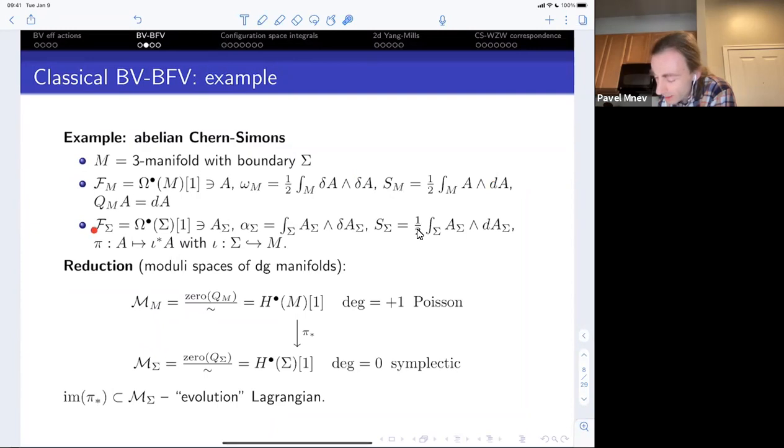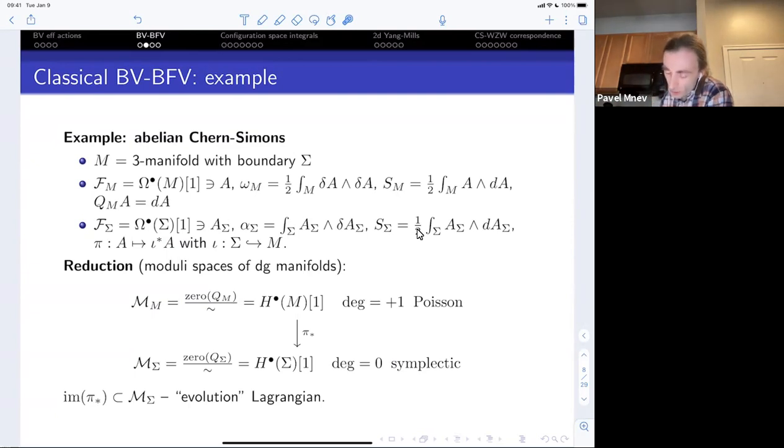And the boundary data is given by essentially the same, very similar looking formulas, except that we replace M with sigma. So in particular, all integrals are over the boundary, which shifts the degrees of those objects. Here we are integrating the two-form component of this product, whereas there we are integrating the three-form component. And the projection is just a pullback of the form to the boundary. So this is the classical BV-BFV data in this example.